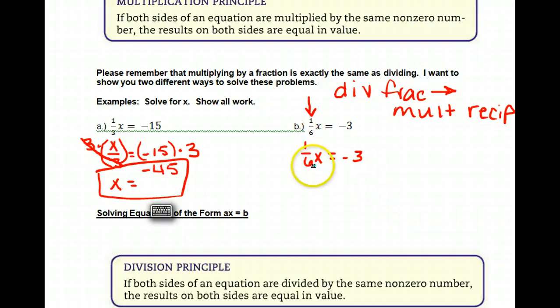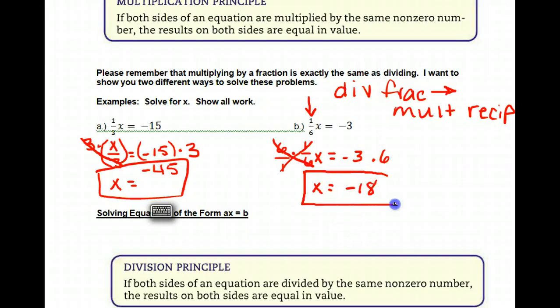My fraction is 1/6. I'm going to multiply both sides by 6 over 1 because that is my reciprocal. On the left side, my fractions cancel and I'm left with x. On the right hand side, negative 3 times 6 makes negative 18, and we are finished.